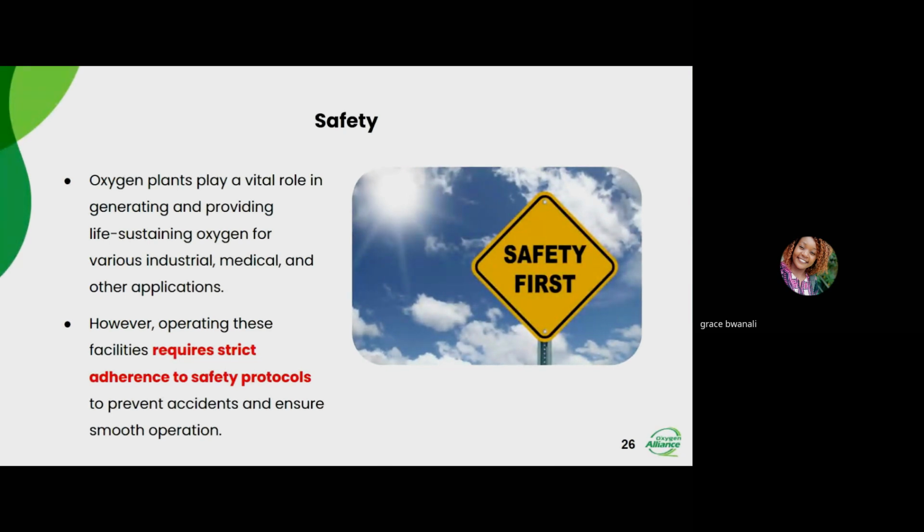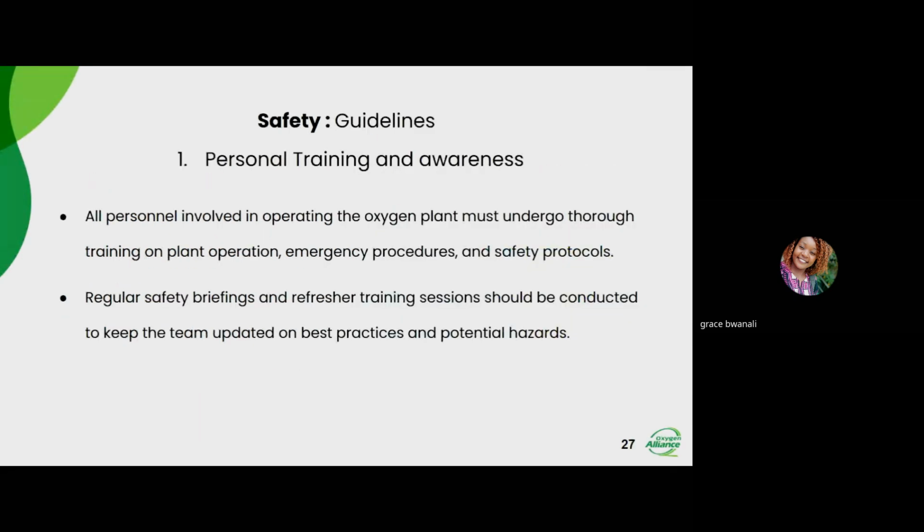So we emphasize that we need to make sure that we adhere to the safety measures. Whether you're a medical professional, a technician or an engineer, you need to understand these guidelines, because they can be valuable if you ever find yourself operating an oxygen plant. So the first guideline that I'm going to touch on is personnel training and awareness. Next slide, please.